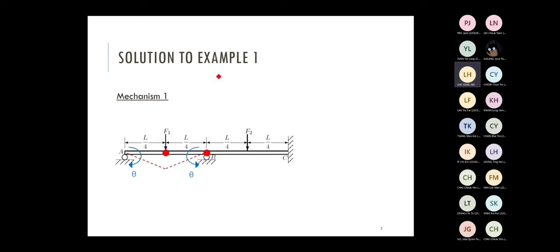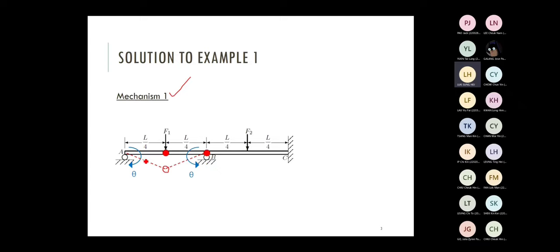And then for each mechanism, you apply our virtual work equation, try to equate the external work to our internal work, and then solve it. Mechanism 1, we consider the first span on the left. As mentioned before, when span AB collapses, there are only two plastic hinges formed. One is at the point node, one is at the interior support here. And then you have two plastic hinges.